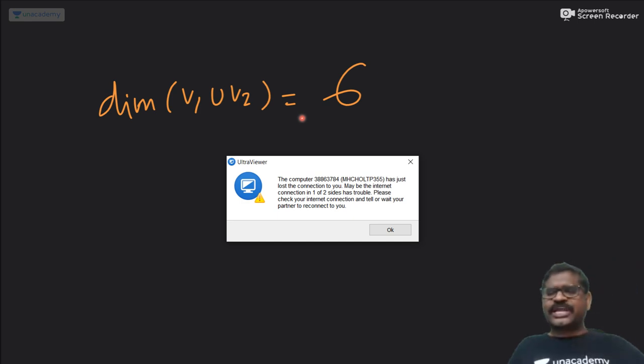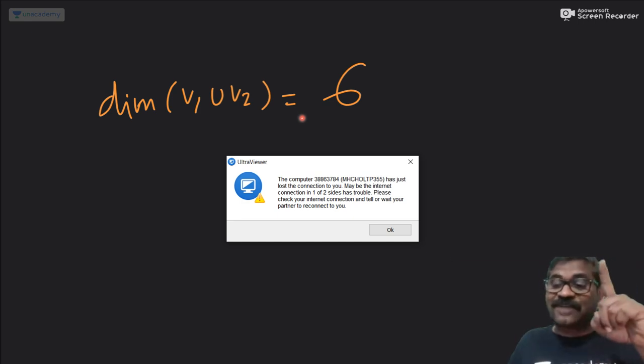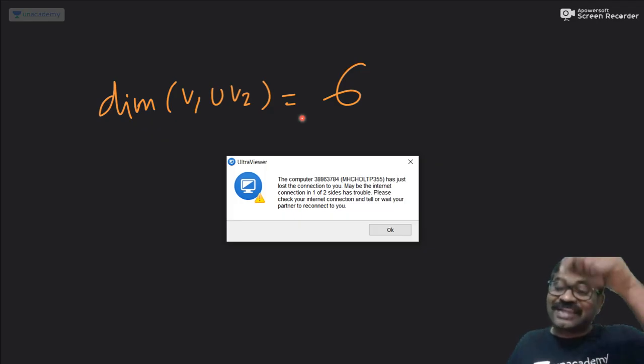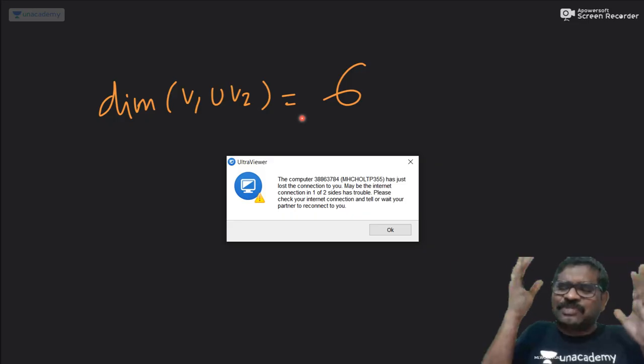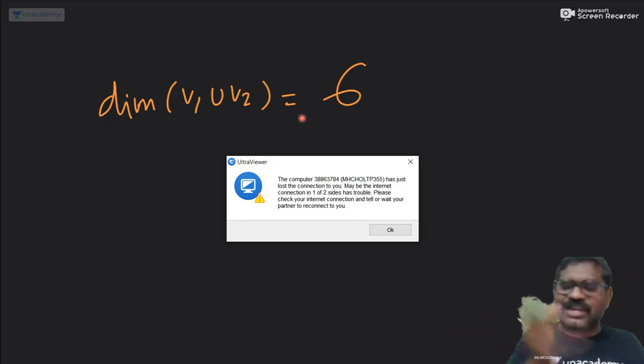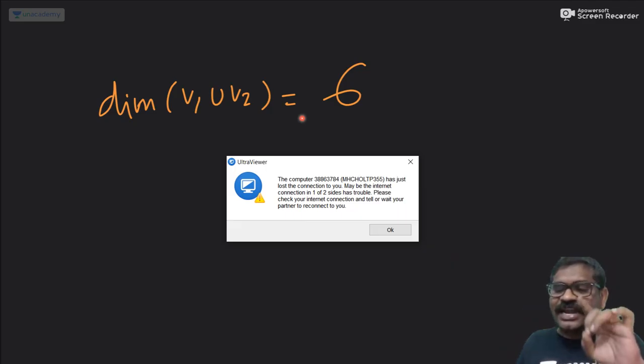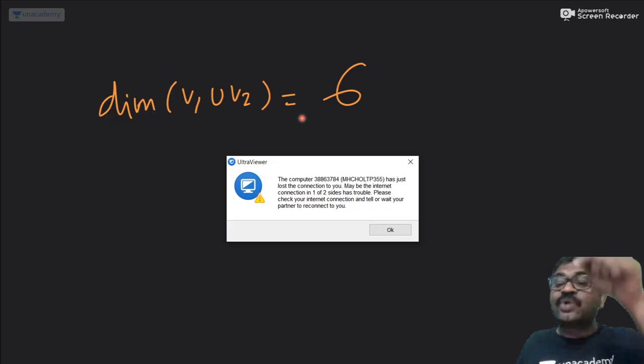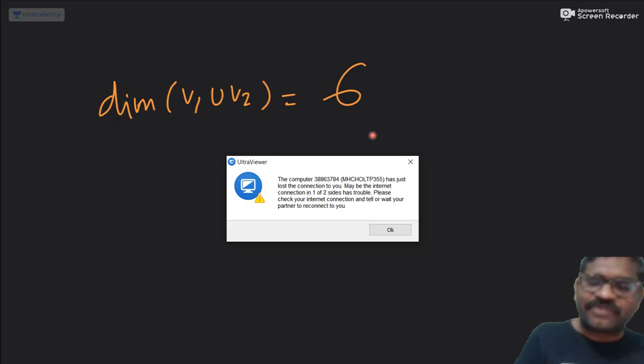Sir, how do you know that? The vector space is a 6-dimensional vector space. Therefore, the basis contains maximum 6. Not more than 6, not less than 6. Exactly 6 linearly independent vectors in your basis. That's why dimension of V1 union V2 is 6.